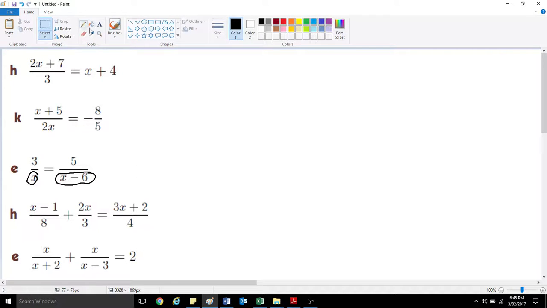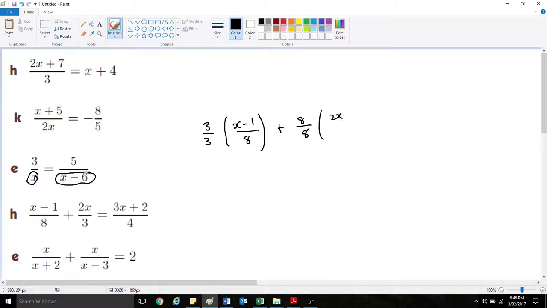Okay, now this one again is a little bit trickier, and the reason is because of the 3 different denominators. So firstly we're just going to start working with the left side. And we're going to make everything on the left side, which is x take 1 on 8 plus 2x on 3, have the same denominator. So we're going to multiply the first part by 3 on 3, because 3 on 3 is just 1. So we're going to have x take 1 on 8, and then we're going to multiply the second part by this denominator, 8 on 8. So we're going to have plus 8 on 8 times 2x on 3.